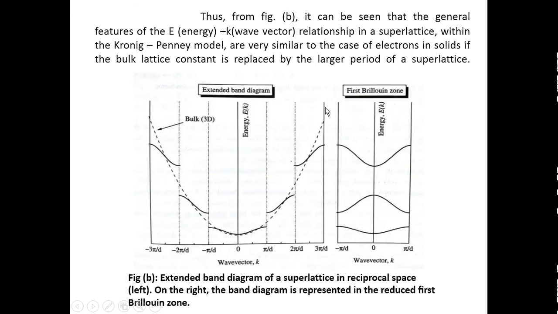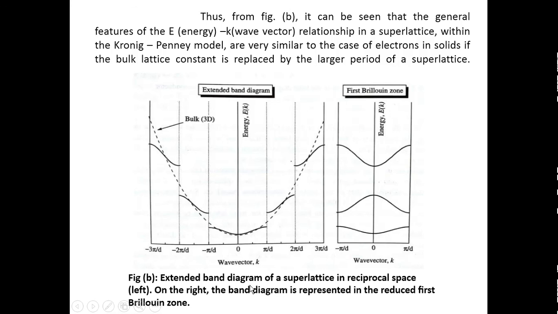Isn't it? But in the case of the superlattice, with the lattice constant replaced by a large period, you can see that the edges of this parabolic potential are now folded like this at each Brillouin zone. So it's represented by minus pi by d to plus pi by d. That is the first Brillouin zone. Then minus 2 pi by d to 2 pi by d, the second Brillouin zone, like that.